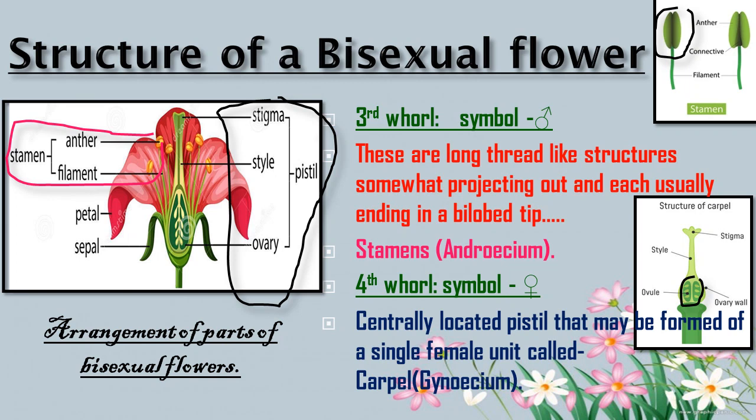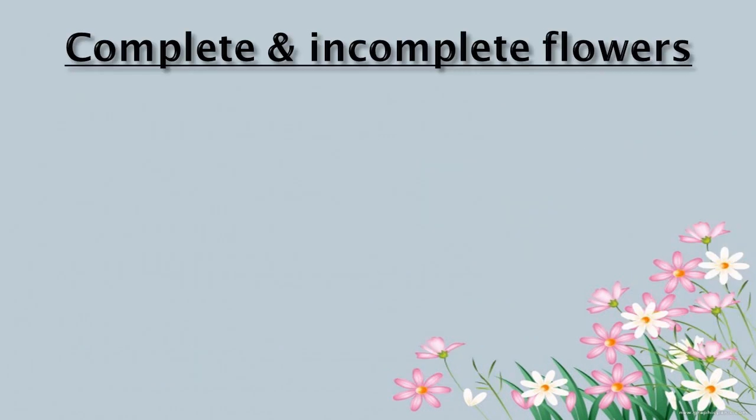It is also called a gynoecium. And the male reproductive part is known as an androecium. So students, these are the four whorls of a flower. Okay, now next are the complete and incomplete types of a flower.